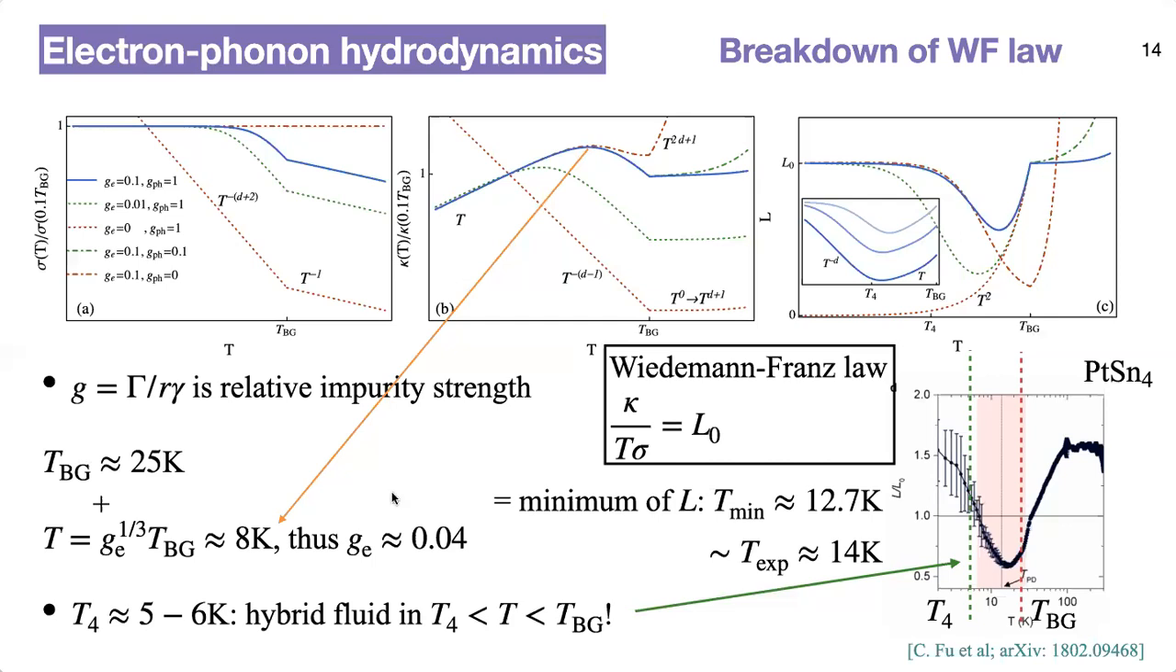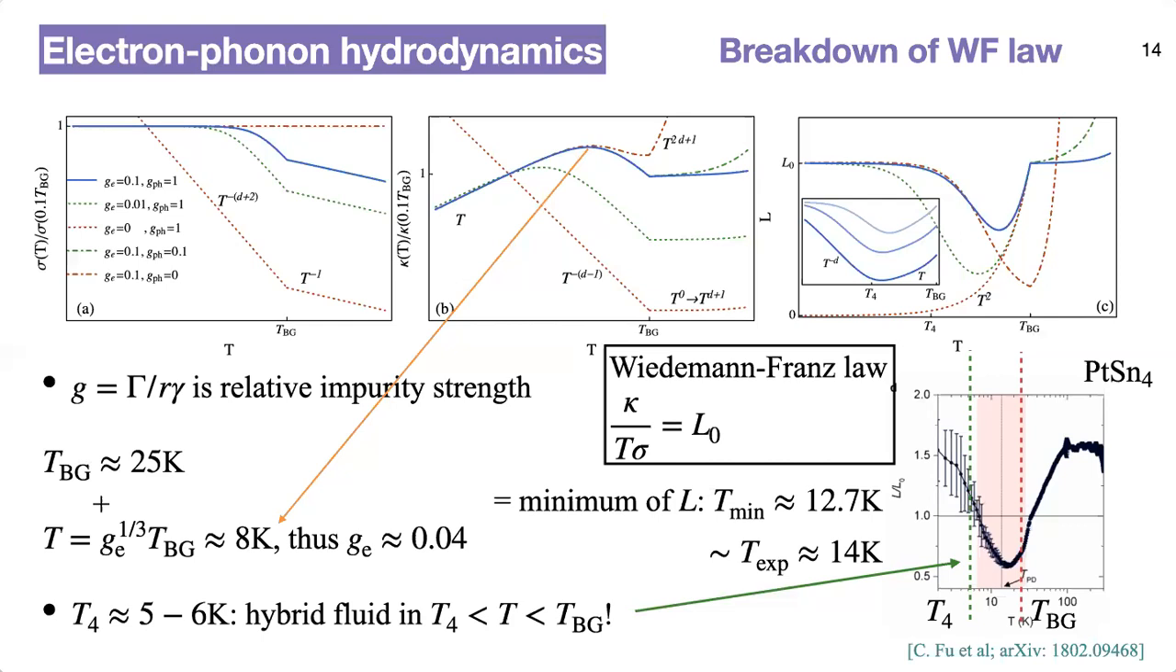Yes, it is indeed sensitive. Here, in the last plot, if you change the electron impurity strength, the variation will vary a lot. But the point is that basically, in between the T4 and T Brownian temperature, there is still a strong variation of the Lorentz law. But you are right, it highly depends on the impurity strength, if that is a question.